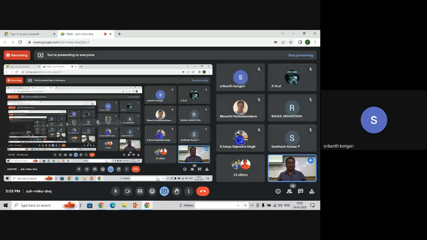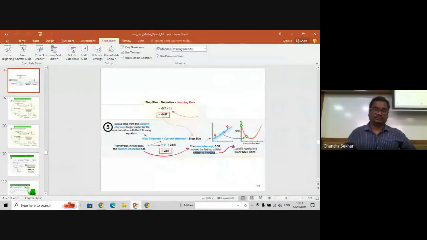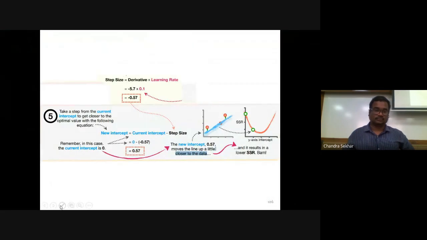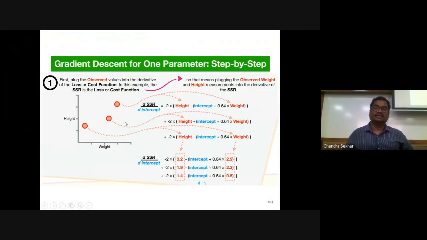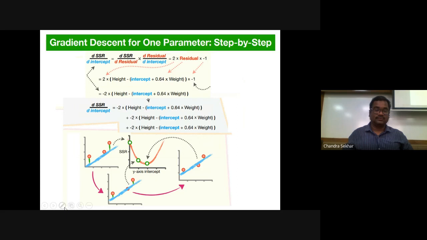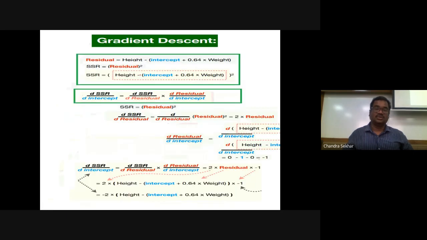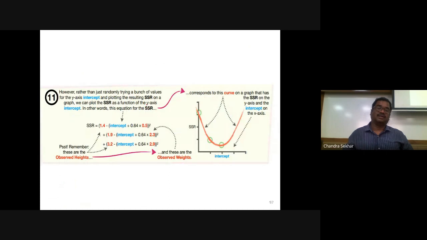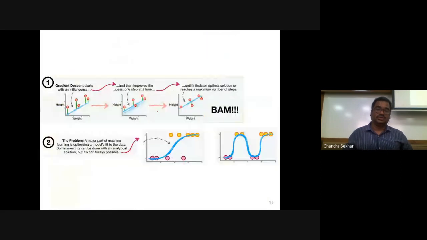So any doubts in gradient descent? We can use this gradient descent to find out any unknowns, with the condition that the unknowns should be the optimal set of values. It should not be any random set of values.